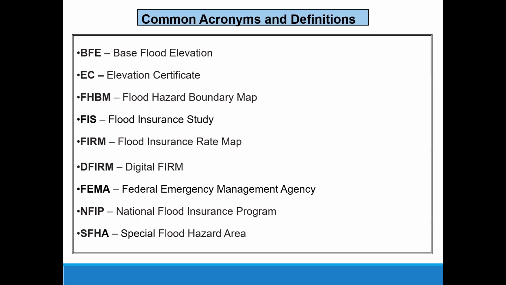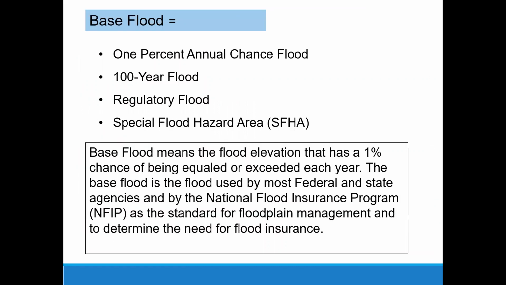FIRM and DFIRM, so the flood insurance rate map. DFIRM is the digital one, so these are the modern maps that are created. FEMA, as we covered, the Emergency Management Agency, and then NFIP is the National Flood Insurance Program, and then SFHA, Special Flood Hazard Area, which ties back into base flood. And so we have these interchangeable terms, and they basically mean all of the same thing.